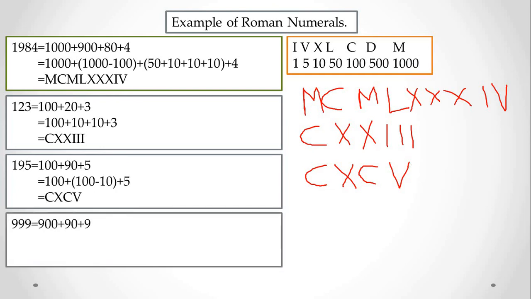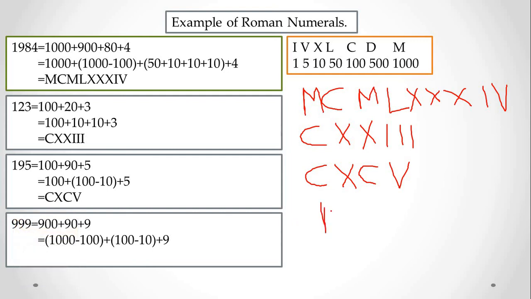Next exercise is 999. So it is 900 plus 90 plus 9. 900, for that a special symbol is not there, so 1000 minus 100. 90 means 100 minus 10, plus 9. Now we solve that.